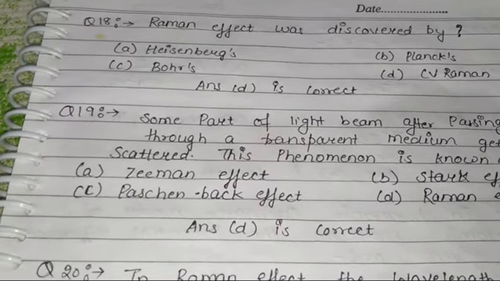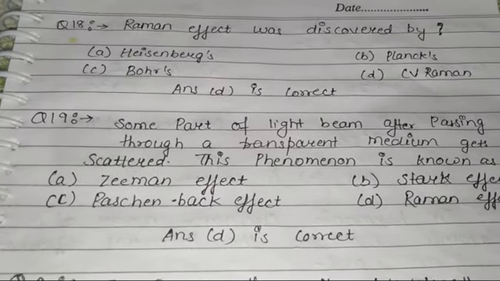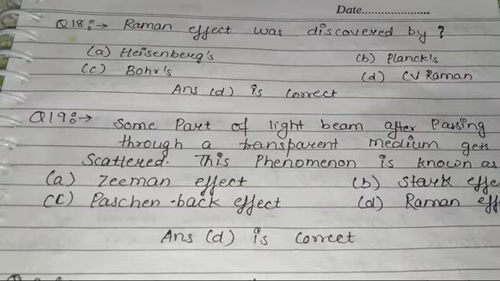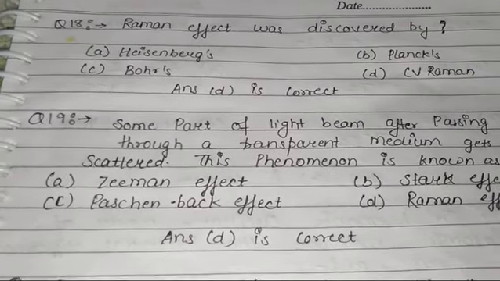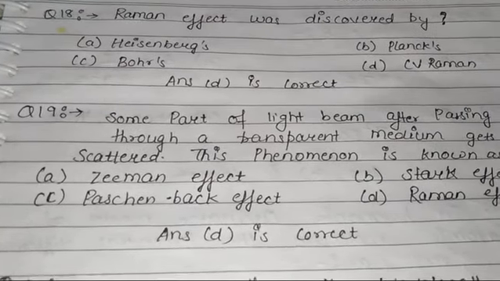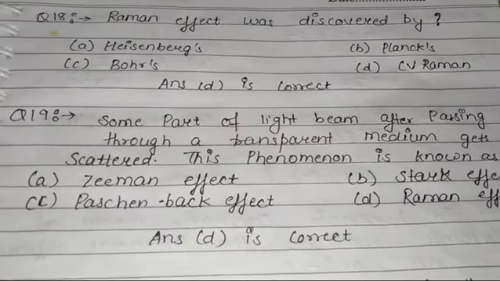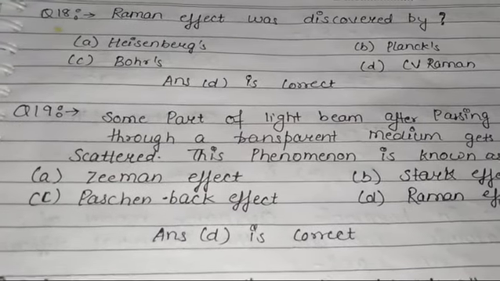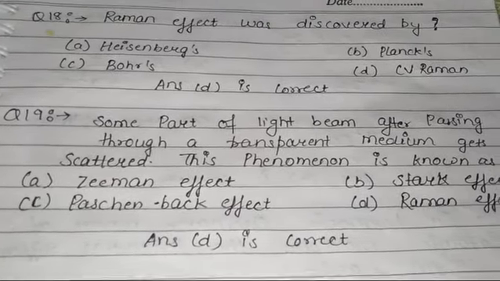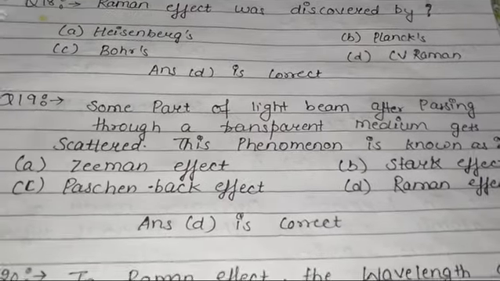Now next question is question 18. Raman effect was discovered by A, Heisenberg, B, Planck, C, Bohr, and D, C.V. Raman. So it is discovered by C.V. Raman, that's why its name is Raman effect. Okay, answer D is the correct answer.